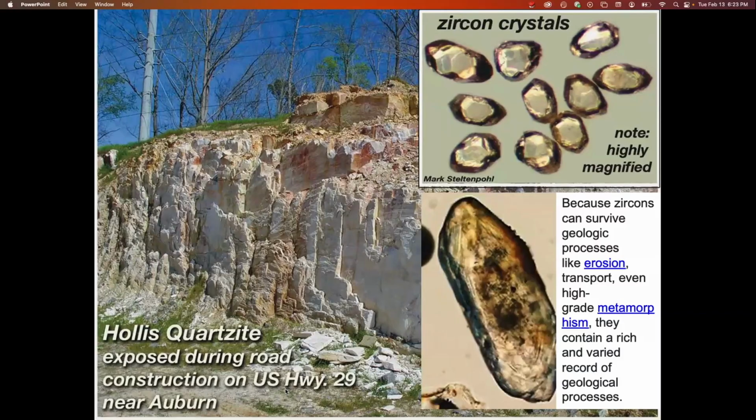When geologists are looking for, are they measuring like the size and abundance of the crystals to gather information, or are they looking at impurities that get trapped in the crystal structure?